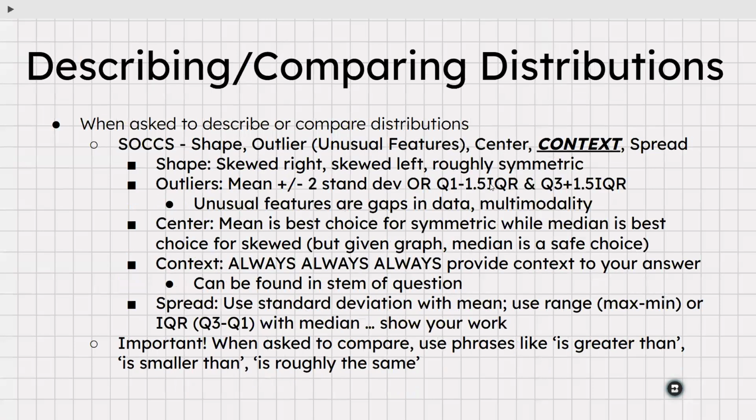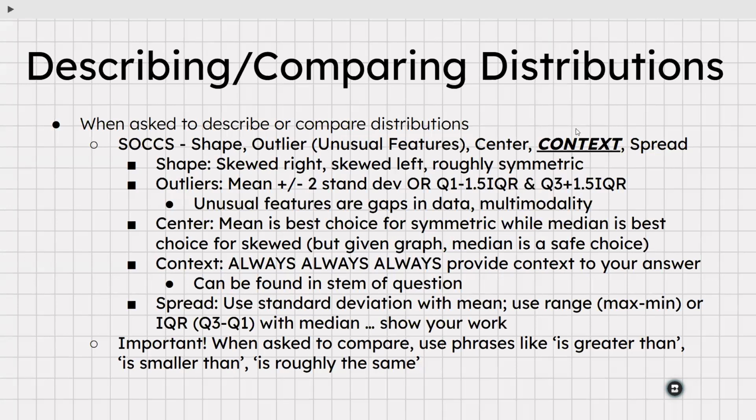Okay, let me talk about the first thing, describing and comparing. The acronym that I've given my students to use when they do this is SOCCS. I know some other teachers use some different things, but the way I do it is, the first S stands for shape. The second S stands for outliers or unusual features. I think CUS is another one that might be used. C stands for center. That last S stands for spread.